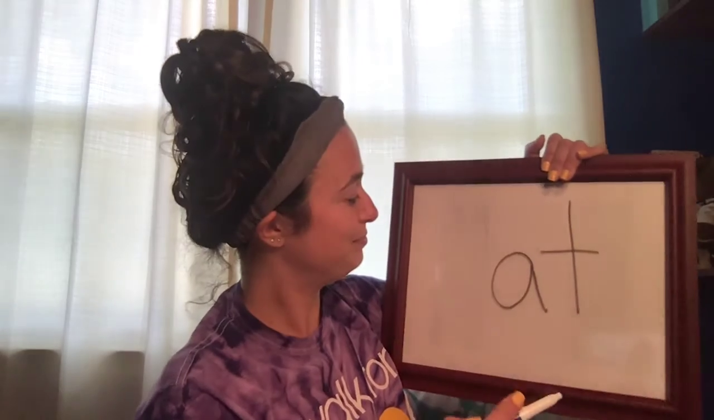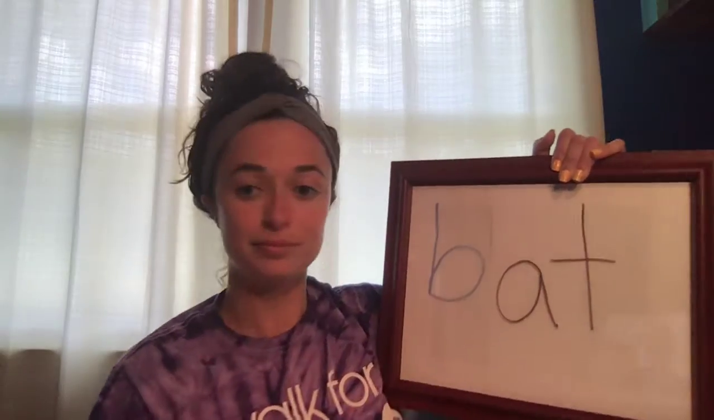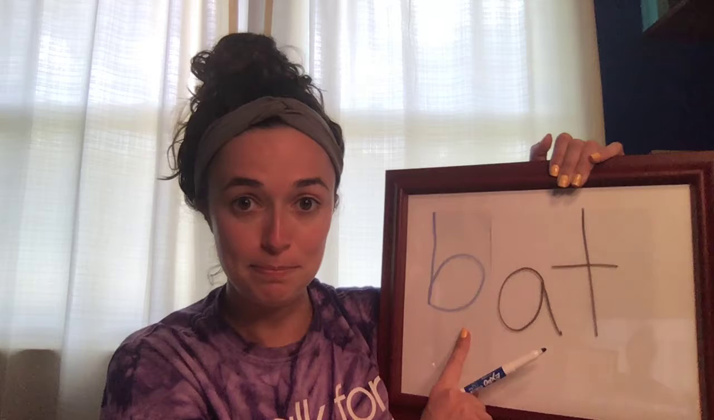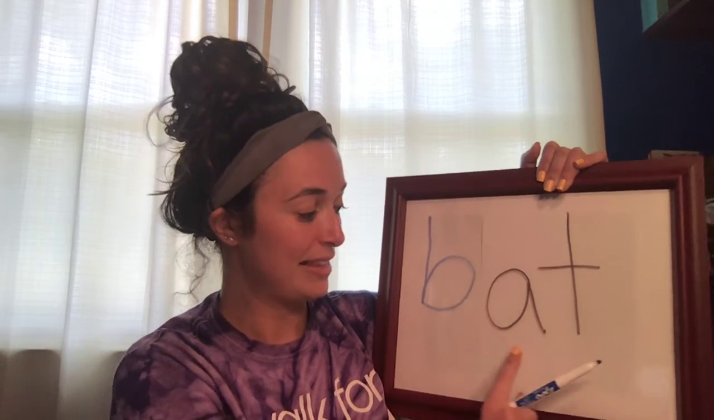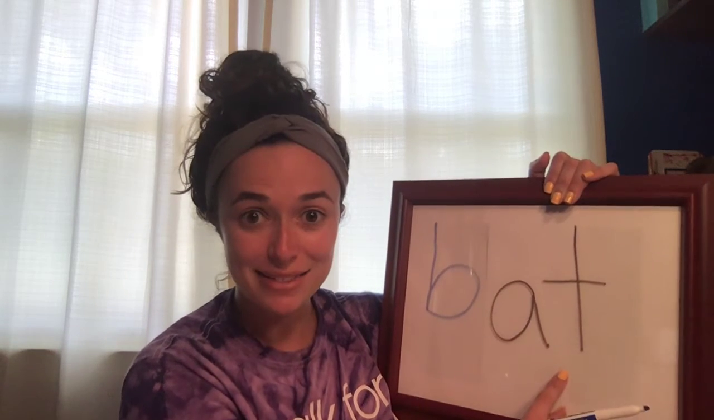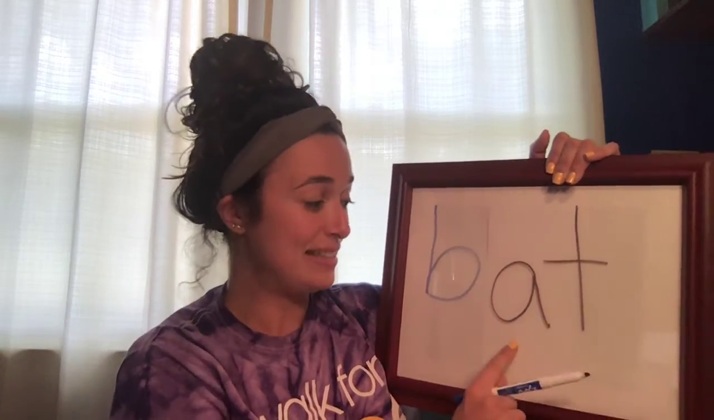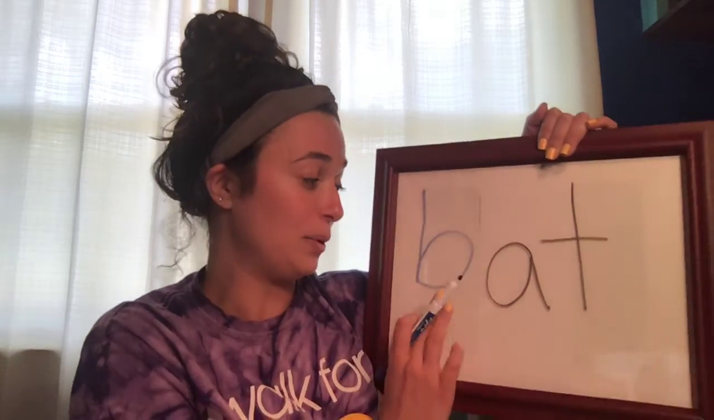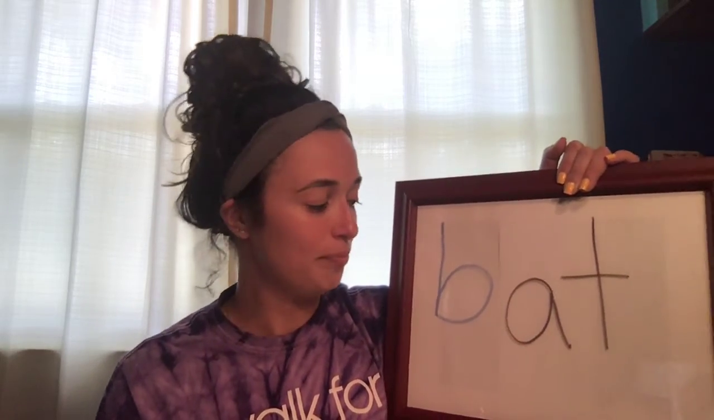All right, let's try again with a new letter. All right, ready? I added the letter B. What sound does B make? B, b. At, b-at. Bat. See, they all sound the same at the end. We hear the at. It's spelled the same, A-T. The only thing that I'm changing is the letter in front.